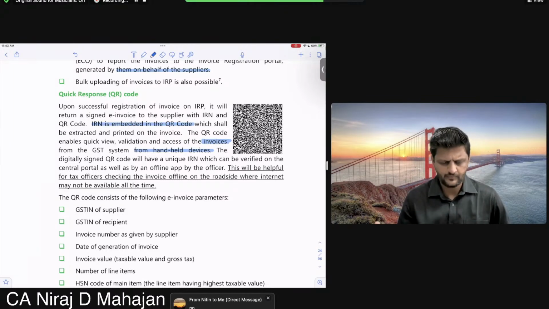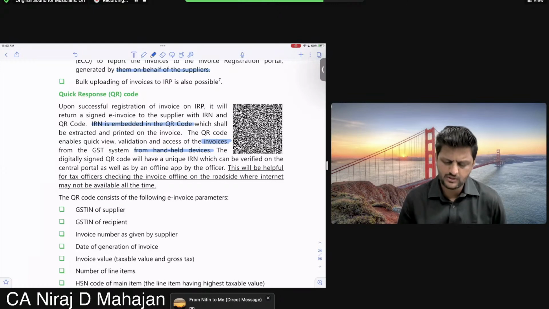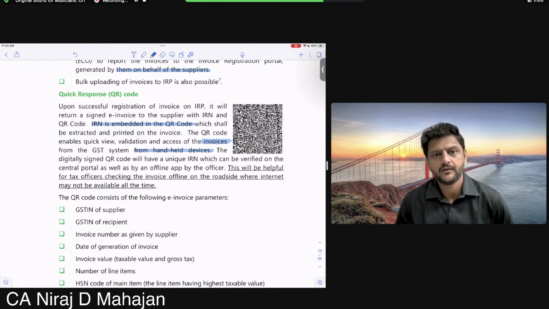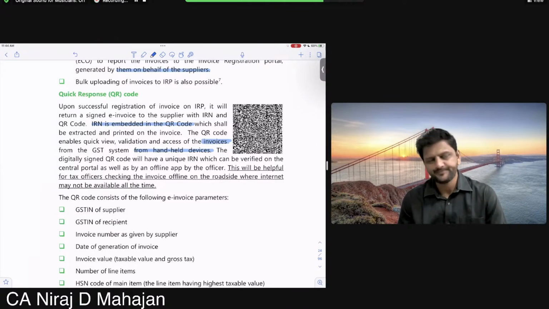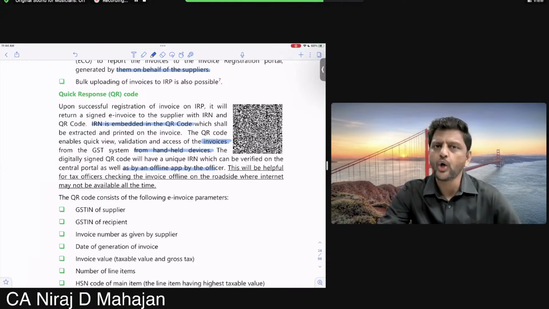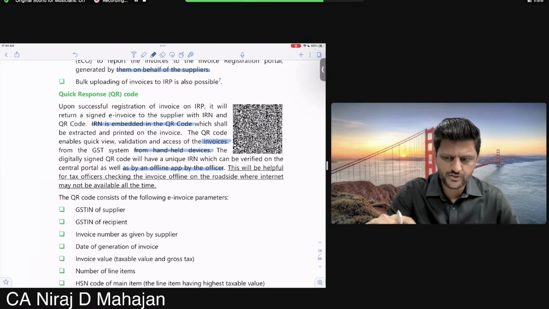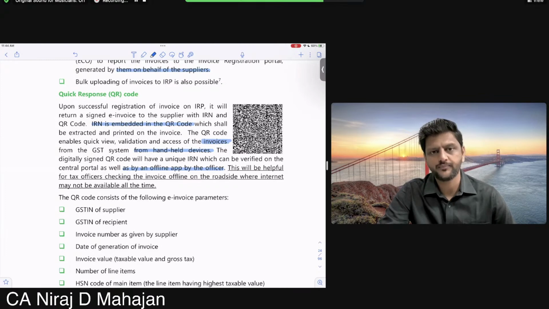The digitally signed QR code will have a unique IRN which can be verified on the central portal, as well as by an offline app by the officer. Now the officer is coming into the picture. That means if the goods are moving, the transporter needs to have an invoice. That copy is going to have a QR code also. So the officer anytime can quickly check the QR code and check whether the goods which are moving in the truck are matching with the details given in the invoice or not.